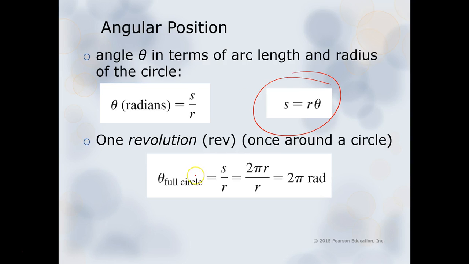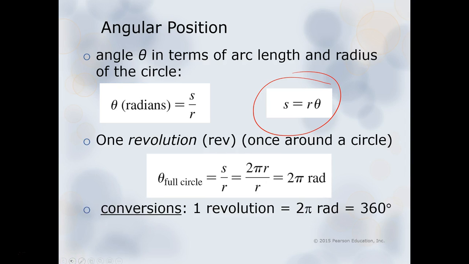Another useful conversion is that for a full circle, we know that the arc length over r is equal to 2 pi r over r, or just 2 pi radians. So one full circle, one full revolution, is equal to 2 pi radians, which is equal to 360 degrees. And that's going to come in handy whenever we're talking about something in rotations per minute, and we have to convert that into radians per second. We'll need to know how many radians are in one rotation.